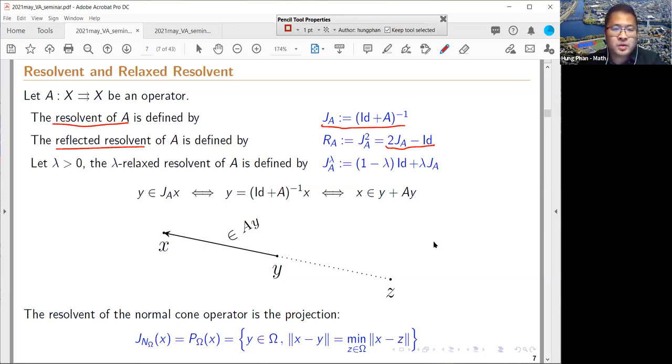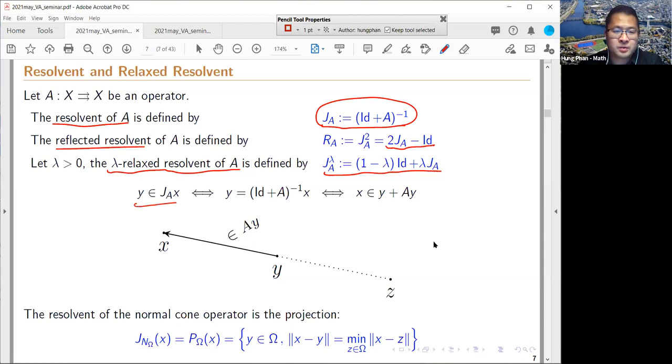And we also relax this concept by using a parameter lambda greater than 0. So the lambda-relaxed resolvent of A is defined by the affine combination between the identity and the resolvent. In order to illustrate the resolvent with some pictures, let's analyze the concept of the resolvent.